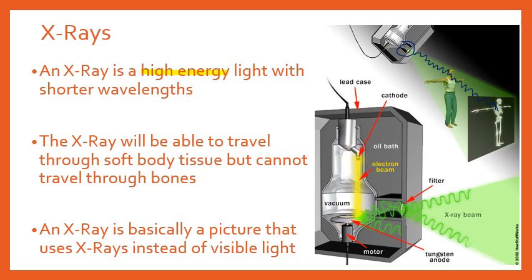The only thing it cannot go through is your bones. So X-rays cannot travel through bones. They also have trouble traveling through fluid. So what you end up seeing on an X-ray is the bones, because the bones block the light, and you're able to get a picture of them that way.